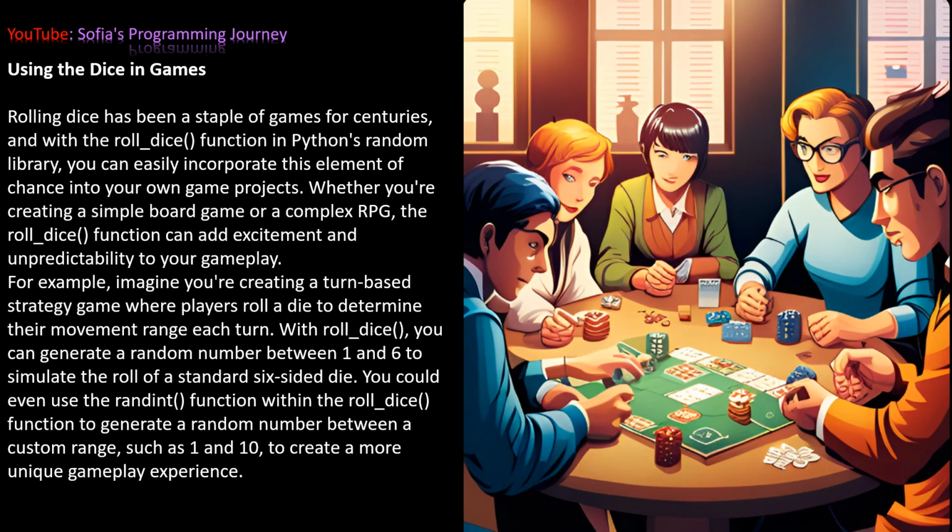to your gameplay. For example, imagine you're creating a turn-based strategy game where players roll a die to determine their movement range each turn. With roll dice, you can generate a random number between 1 and 6 to simulate the roll of a standard 6-sided die. You could even use the randint function within the roll dice function to generate a random number between a custom range, such as 1 and 10, to create a more unique gameplay experience.